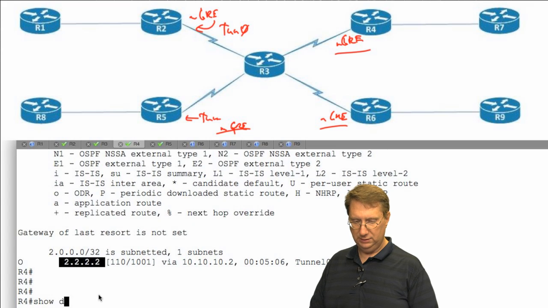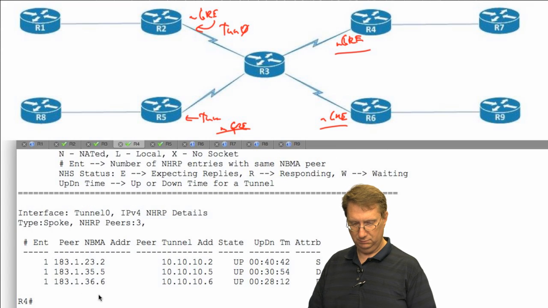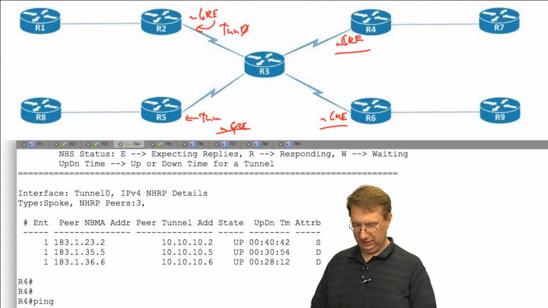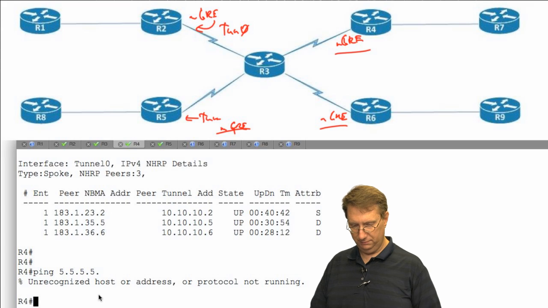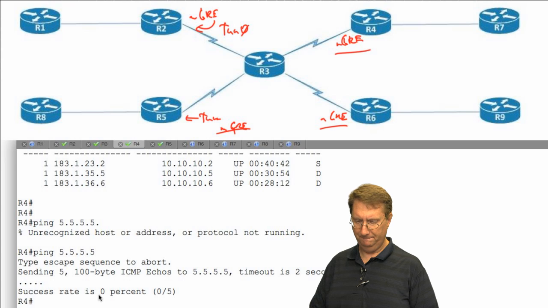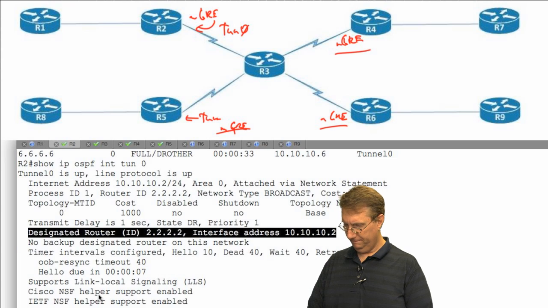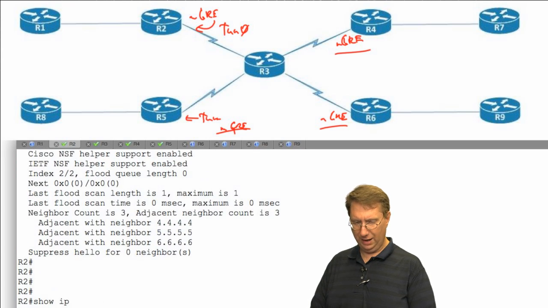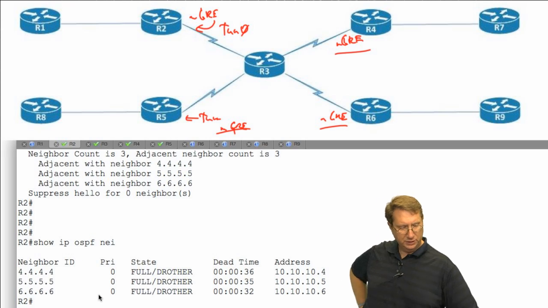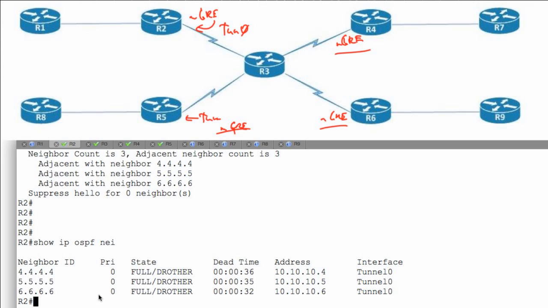Show dmvpn. Well, I've got everything. Do I get reachability? So ping, let's see, 5.5.5.5. Well, I don't have any reachability here. Let's take a look on the hub. Show ip ospf neighbors. Well, we've got peering. So the question is why aren't we learning any information?